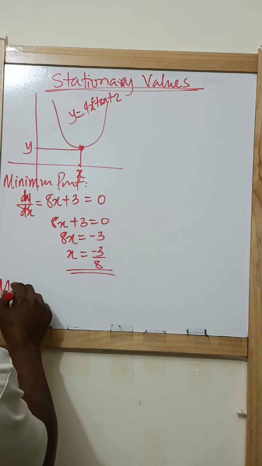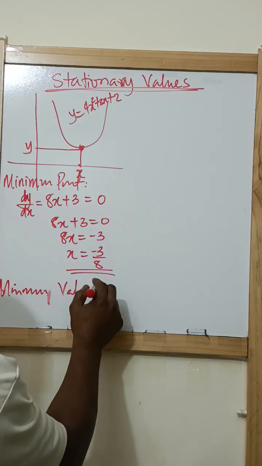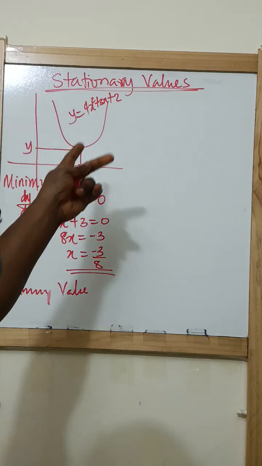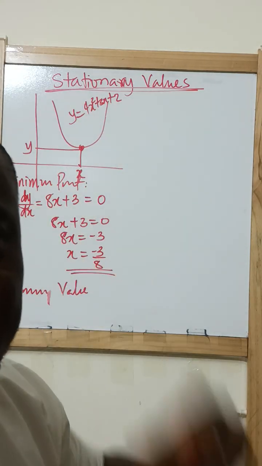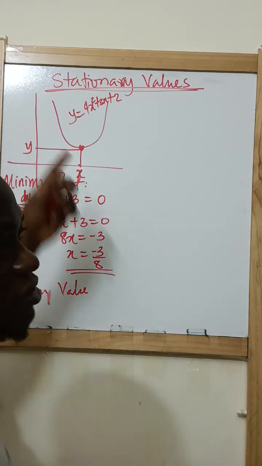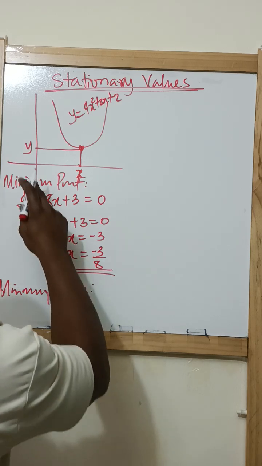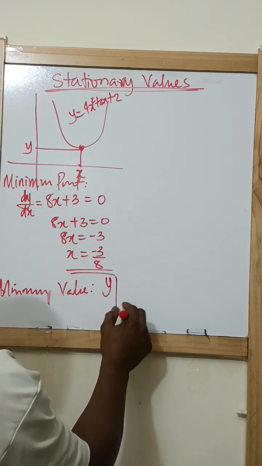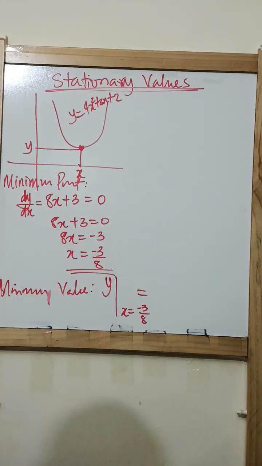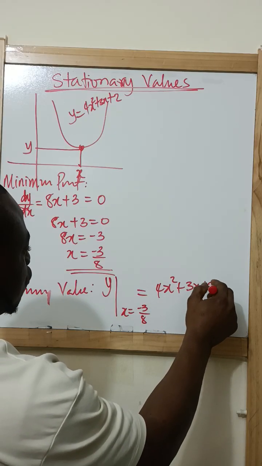So the minimum value is when you now substitute the value of x into the curve, right? The value of y you get after substituting this value is called the minimum value, right? So now substitute x. So y will be, when you substitute x is equal to minus 3 all over 8, so y is what? 4x squared plus 3x plus 2.